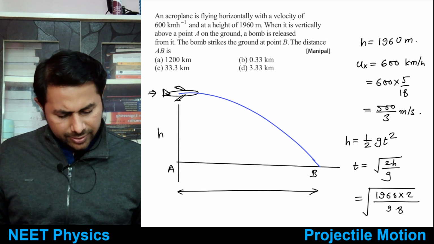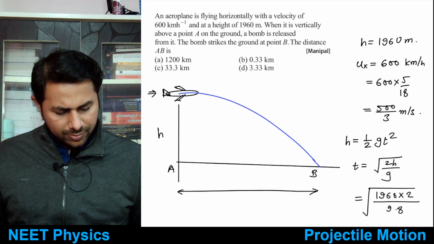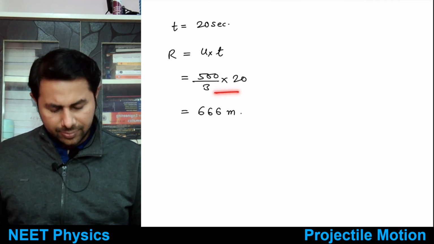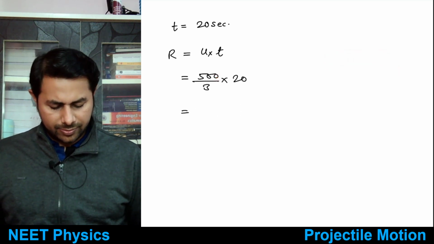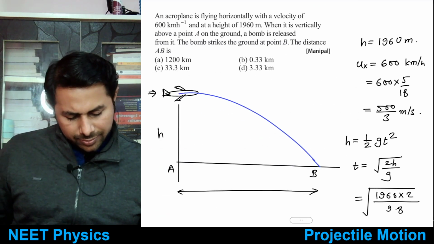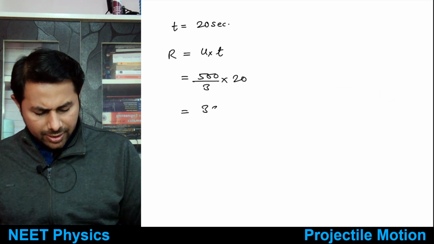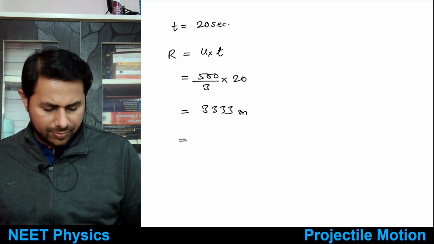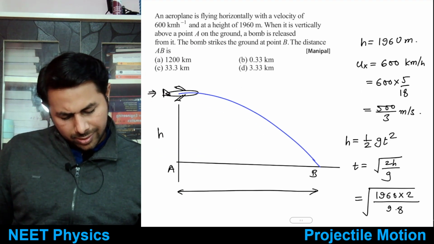Can you spot any calculation mistake in this? Anyone? Last step, this one. So 1000 times 10 by 3. Oh, yeah, yeah. It will be 10 by 3, no? Oh, correct, correct. I'm sorry. So it will be 10,000 divided by 3, right? So that is 3333 meters. So that means 3.3 kilometers. So that's the answer. Okay. So it is option D.